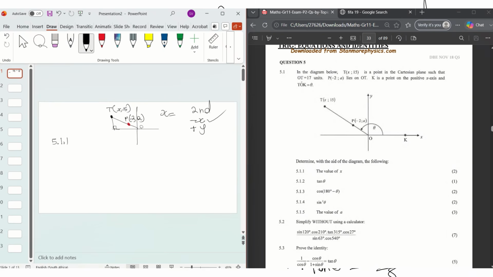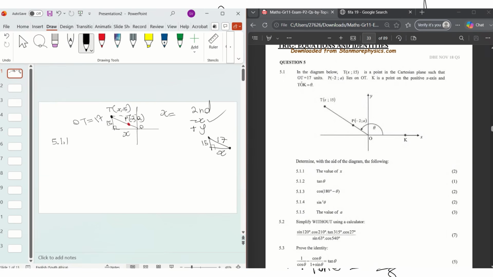We've been told that OT is 17 units. So they've given us the whole length of our terminal arm, which is 17 units. How can we get x here? We also have y, which they've given us as 15. So this triangle will look like this: 17 units for the whole length from O to T, and then we have 15 here, and we are looking for this value.